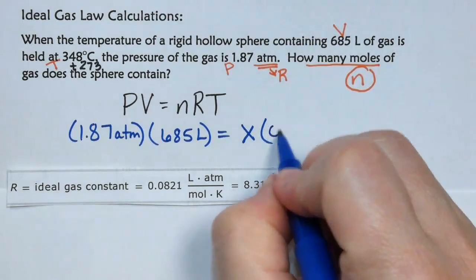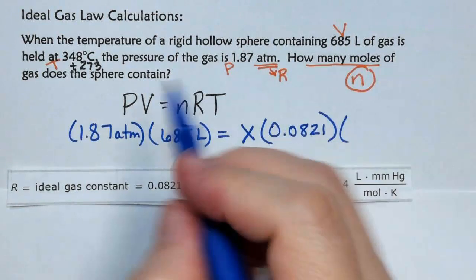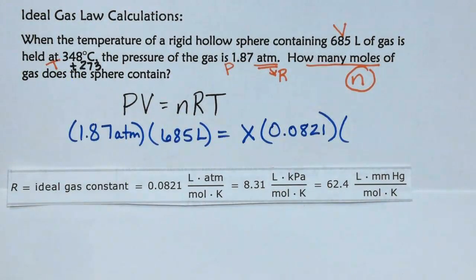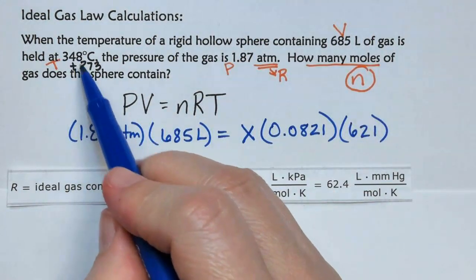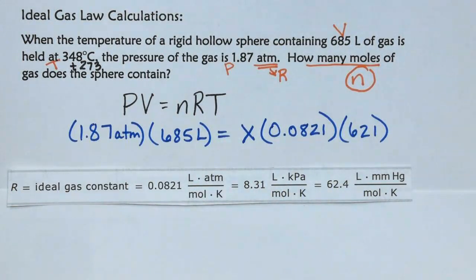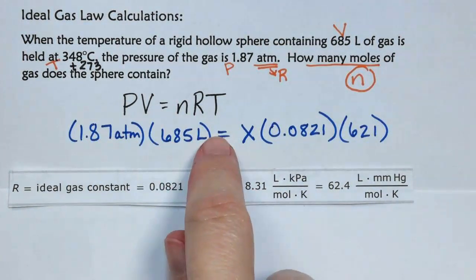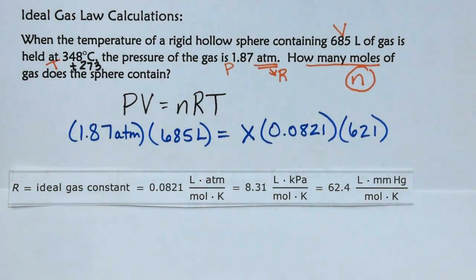So this is 0.0821, and then our temperature is 348 plus 273, which is 621. Got to add these together to have my Kelvin temperature here. So here we have P times V equals moles, which is what I want to find, times R times T. And now I can solve this in my calculator.